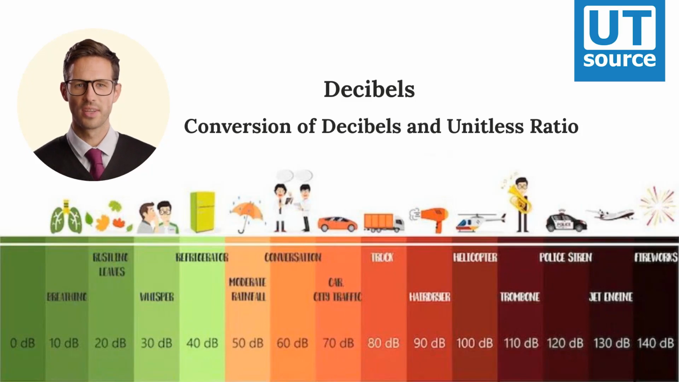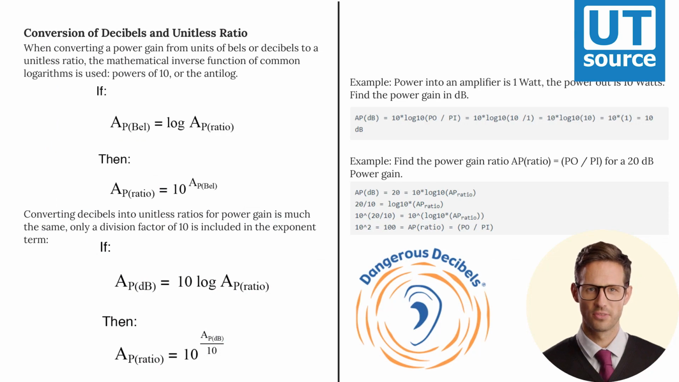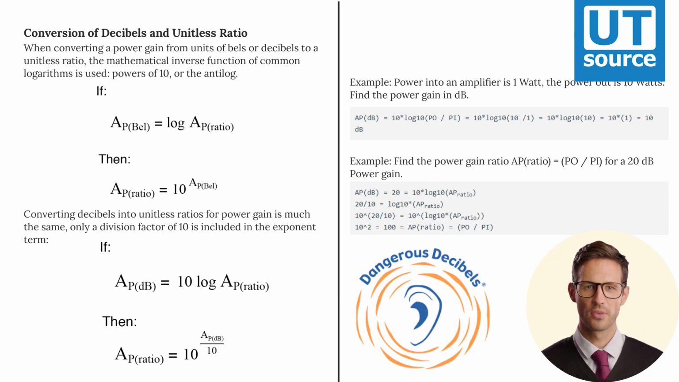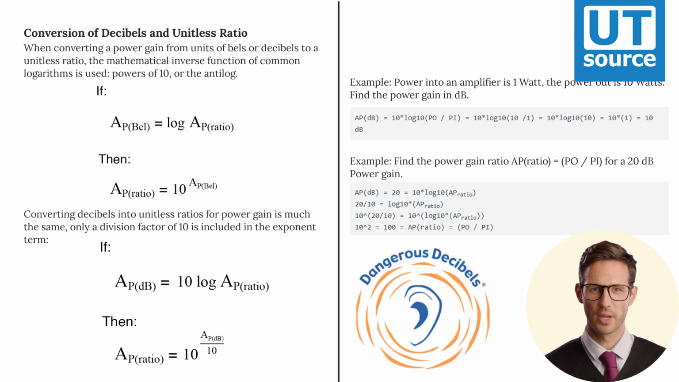Decibels. Conversion of decibels and unitless ratio. When converting a power gain from units of bells or decibels to a unitless ratio, the mathematical inverse function of common logarithms is used: powers of 10, or the antilog.